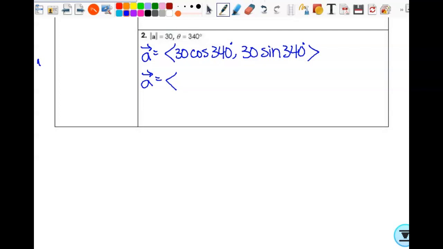And you will get a decimal. If you're not told otherwise, how many decimal places do you use? 3. Okay, so go ahead and find your answer here.